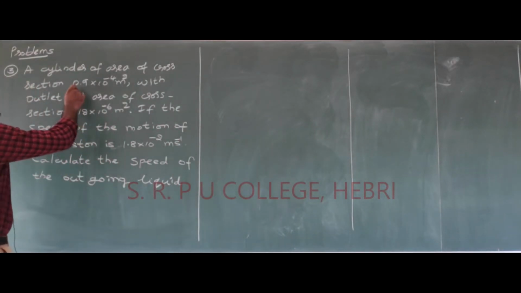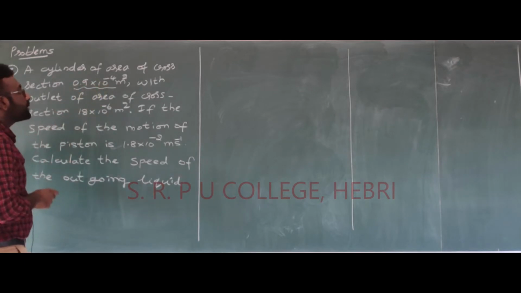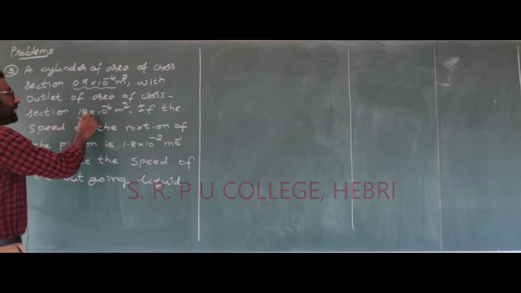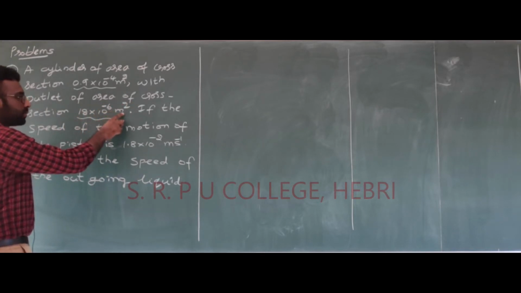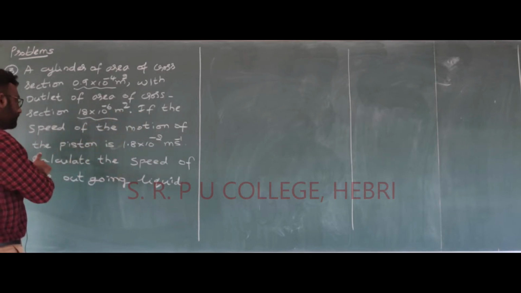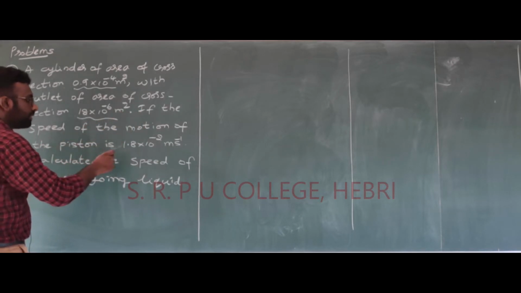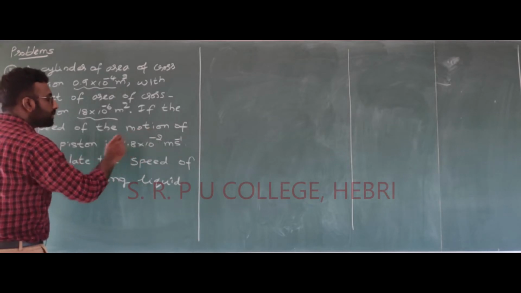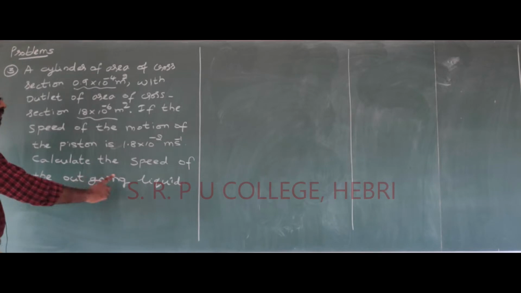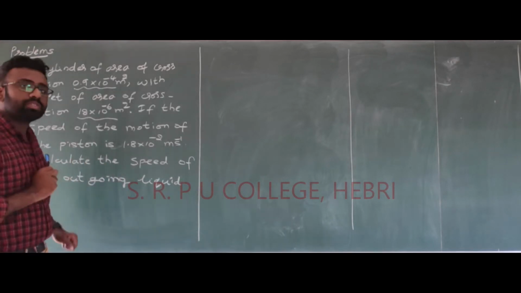section 0.9 into 10 to the power minus 4 meter square with outlet of area of cross section 18 into 10 to the power minus 6 meter square. If the speed of the motion of the piston is 1.8 into 10 to the power minus 2 meter per second, calculate the speed of the outgoing liquid. So the question is very simple.